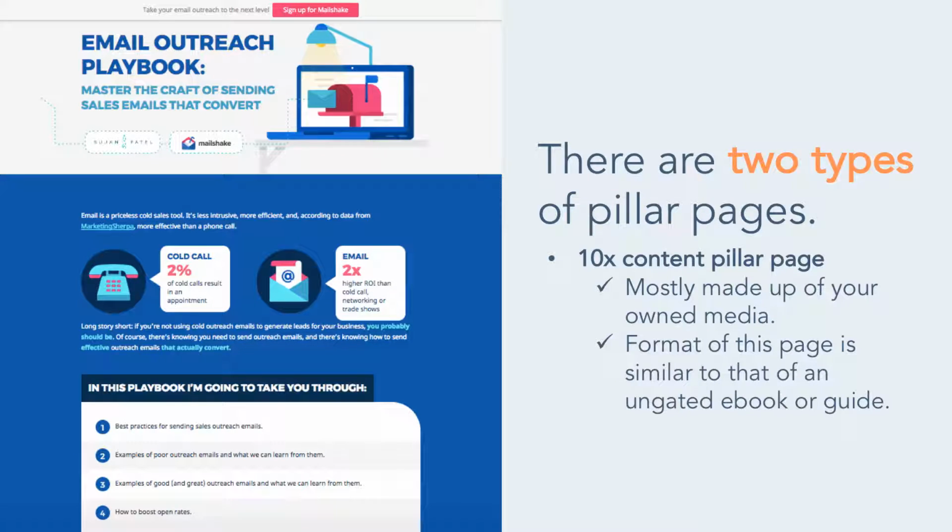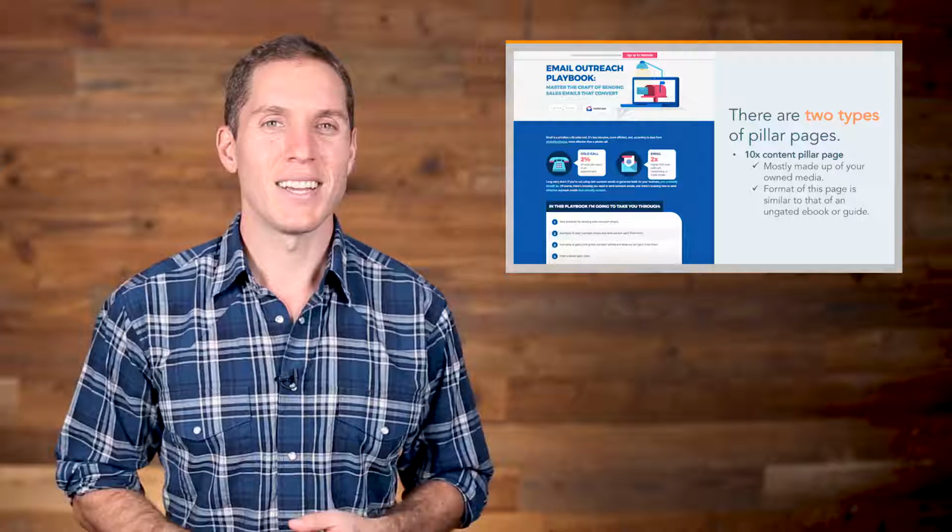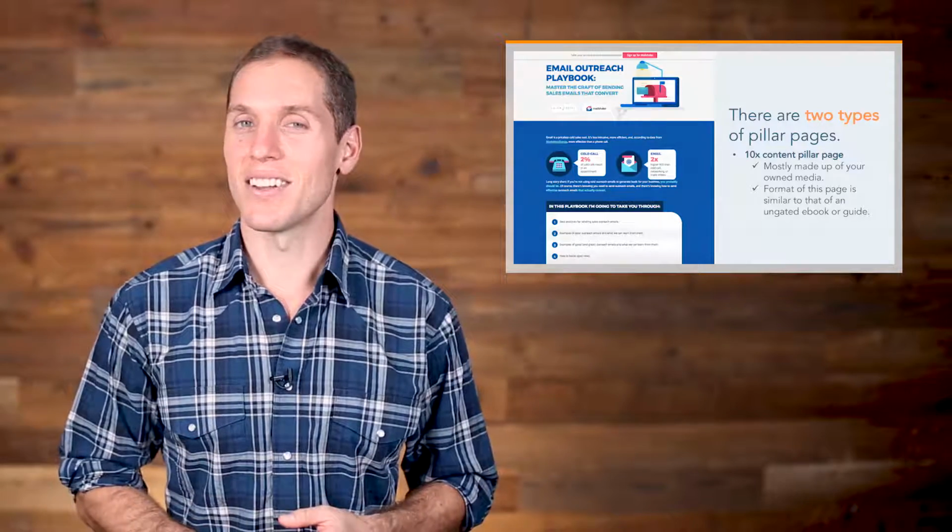Next is the 10x content pillar page. The goal of this type of pillar page is the same, to provide a comprehensive overview of a specific topic. But the 10x pillar page is generally made up of your owned media. The format of this page is similar to that of an ungated ebook or a guide. Yes, I said ungated content.